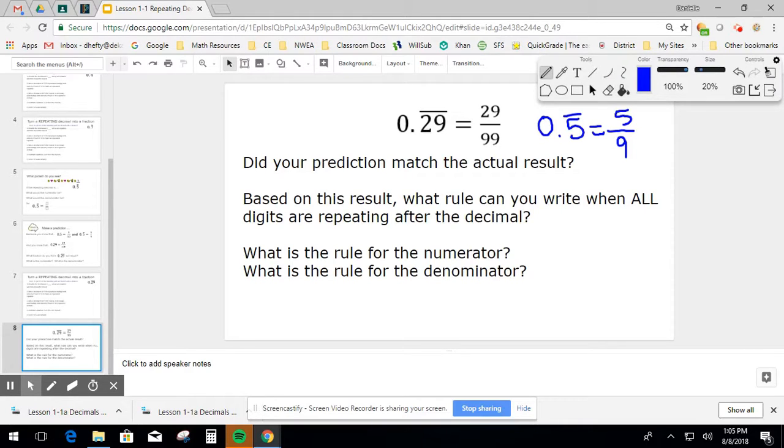Based on this result, what rule can you write? What rule can you write when all digits are repeating after the decimal? Think of what is the rule for the numerator, what is the rule for the denominator, and be ready to share that in small group. This would be a good time maybe to talk with a friend or somebody at your table and see if you come up with the same conclusion. So maybe you can figure out what this would be written as a fraction without having to do any of that work. Can you figure out what the rule is? Excellent job. Into the first video.